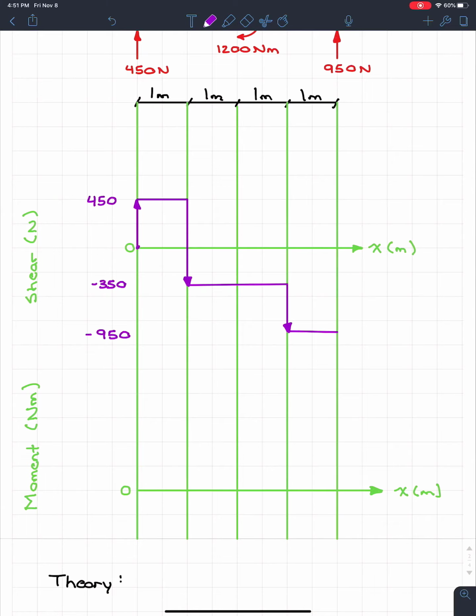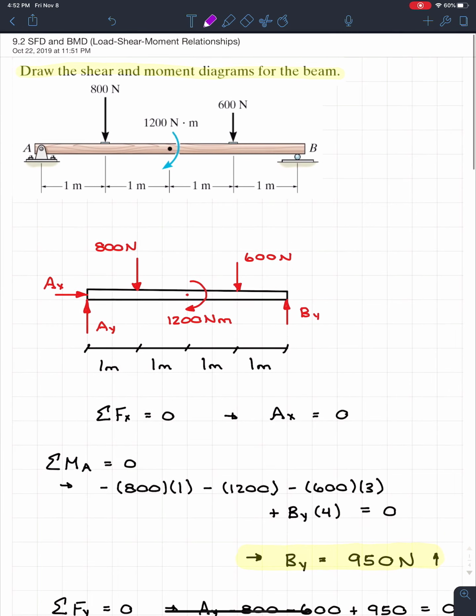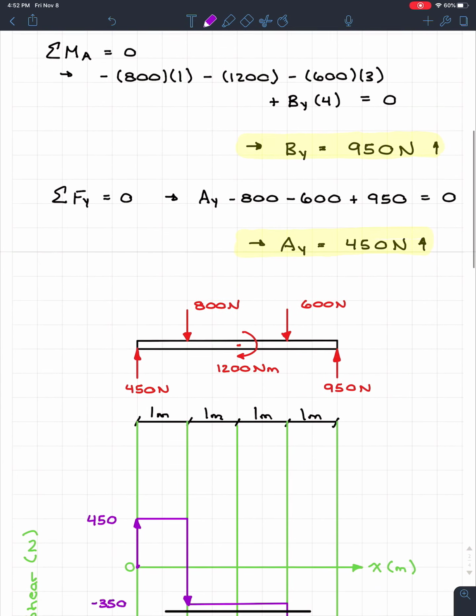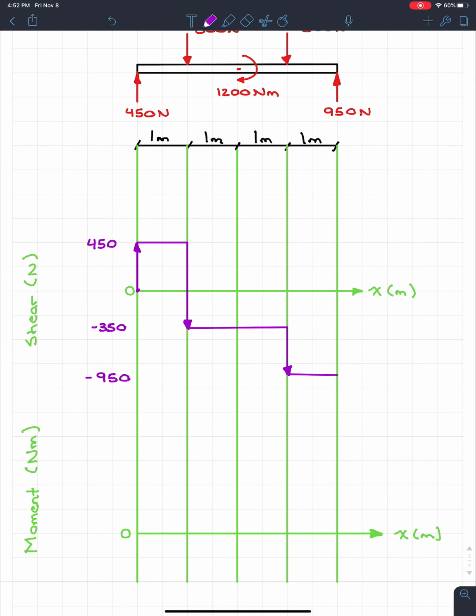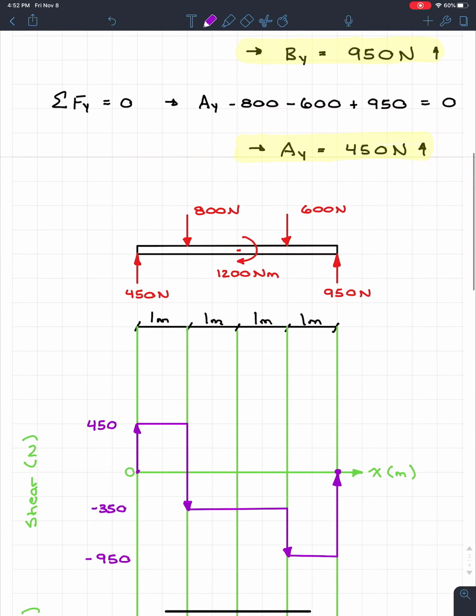So something like this. But now this is what's interesting: at the end of a beam the shear must be 0. It'll always end up at 0. So that's a little hint to you guys. Not even looking at BY, I know that to get from where I'm at now to 0, I need a vertical load upwards of 950. And if I look up here, I see that my BY is 950.